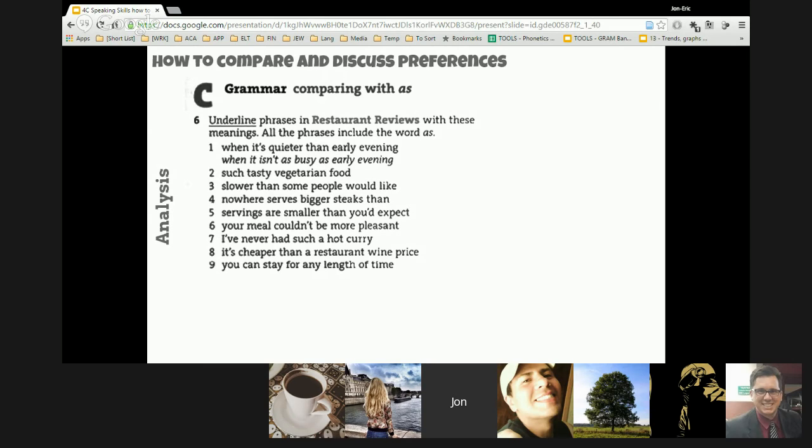I think it's impossible for me to do. It's not impossible. I think you can do it. Think about what Giancarlo just said. Use that as a model. It's just such tasty vegetarian food. It's not compared to anything. But it's just as tasty as the Red Lion is a comparison. Slower than some people would like. Okay? I'll give you a hint here, Ksenia. Use the word fast. Do the opposite of slow, and it'll be easier for you.